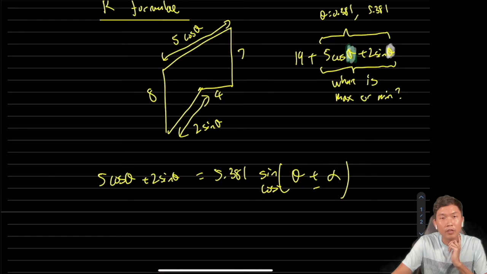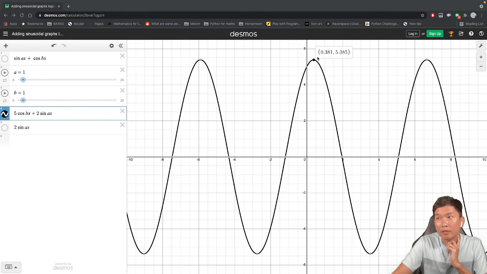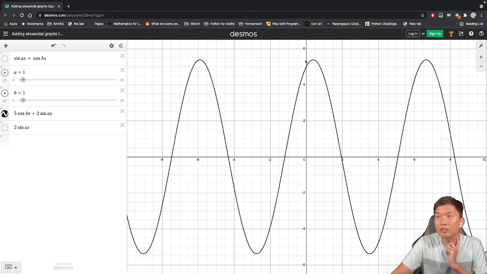Correct? Because if you go back and look at the graph, okay, let's go back and see here. You know the amplitude is 5.385. Why do I keep writing 5.381? It's 5.385, sorry. Okay, you know the amplitude is 5.385. And it looks kind of like a cosine graph, just shifted a bit to the right. Correct? Because the cosine graph starts at x equals to 0, you have the maximum here, somewhere around here, right?